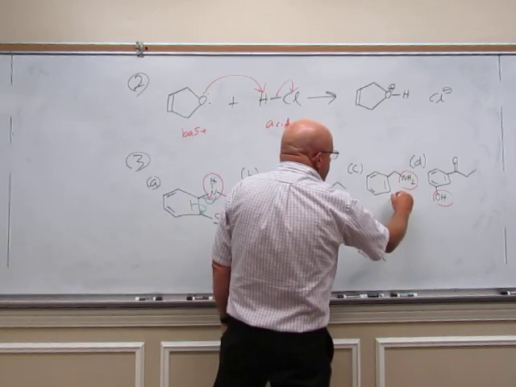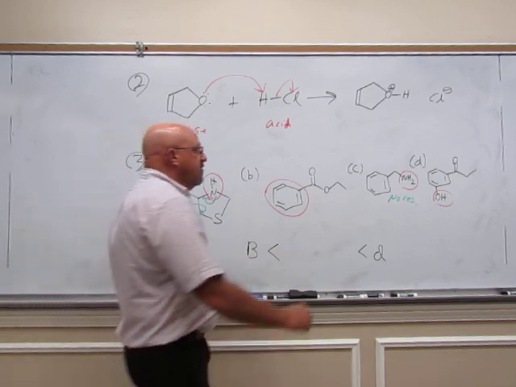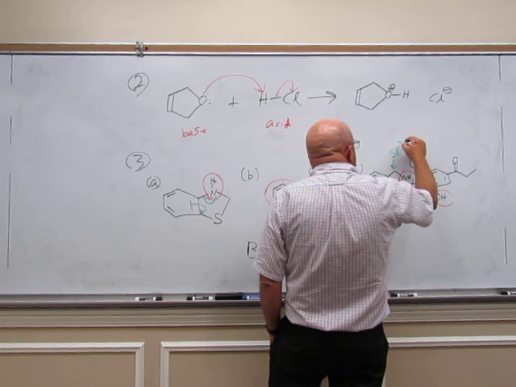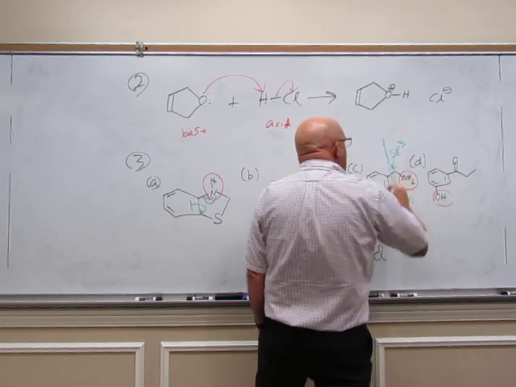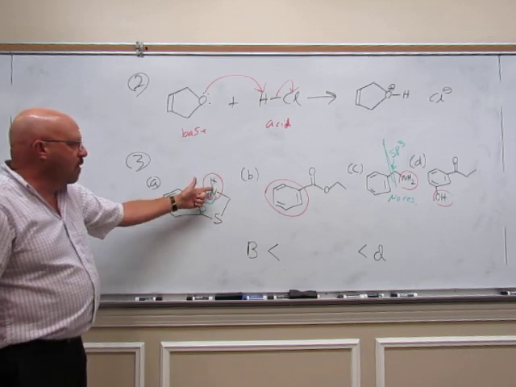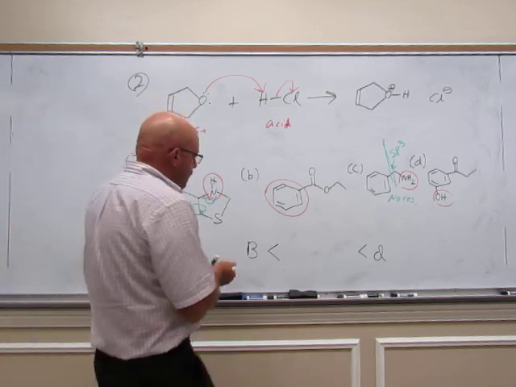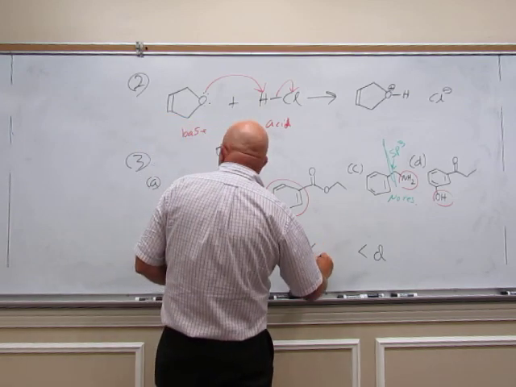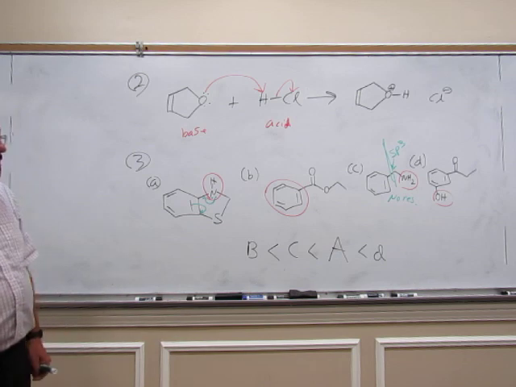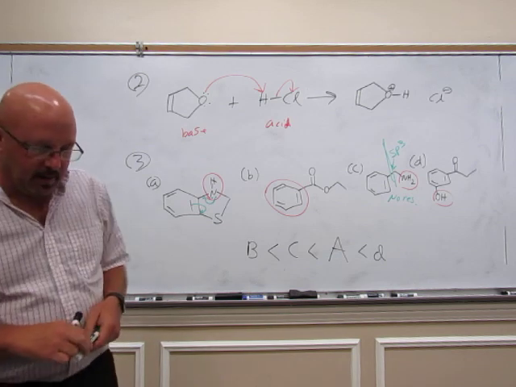This one has no resonance. You have an sp3 carbon that is in between. sp3 carbons act as a roadblock, so that nitrogen has no resonance. This one is more acidic because of the resonance. So we have C, and then A, and finally D is the most acidic. There's our order: B, C, A, D.